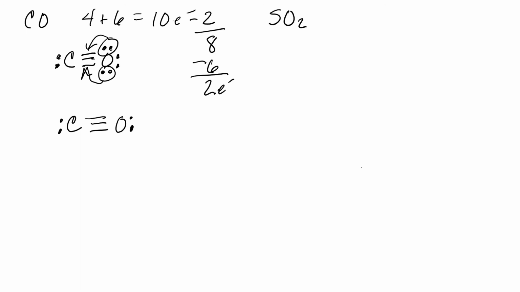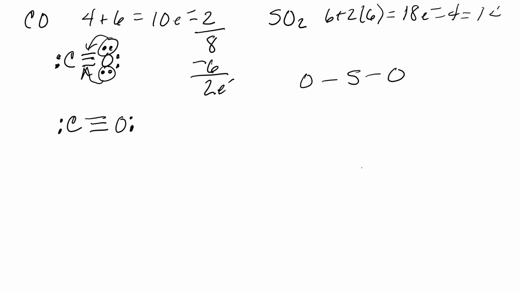SO2. We have 6 from sulfur, 2 times 6 from oxygen, so we have 18 valence electrons. Sulfur will be central, since oxygen is more electronegative and we only have 1 sulfur. So we link the terminal oxygen atoms, we use 4 electrons, so we have 14 left.